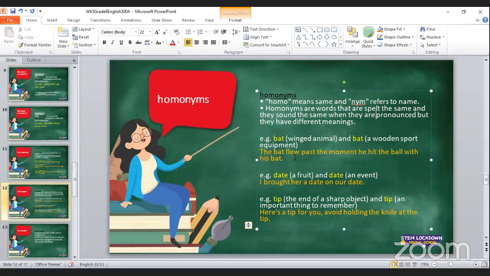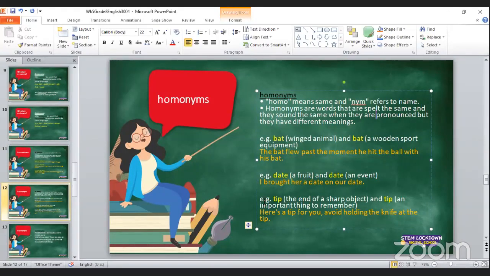All right. So the second example, date and date. There is a fruit called a date, and date again as in an event. So here's my example. I said, I brought her a date on our date. I brought her a date, that is a fruit, on our date, in that event, right?